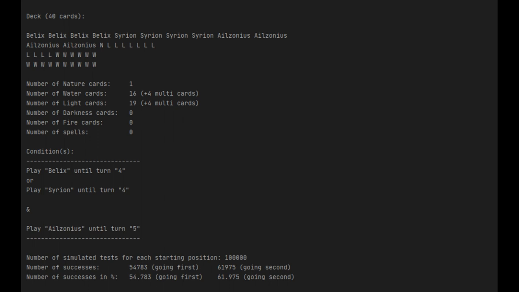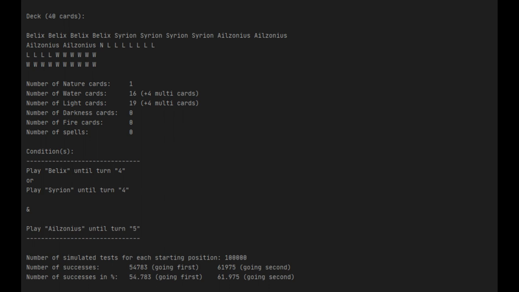In reality, you would play spells, but this will again change the outcome, because to play a Belix, you don't want to have a spell in your mana zone, because that will set you back by a turn and you won't achieve the Ailzonius until turn 5 play. So your most important cards, of course, are Belix and Syrion, and these 8 gladiators are pretty standard, everyone plays them. And of course the 4 Ailzonius.